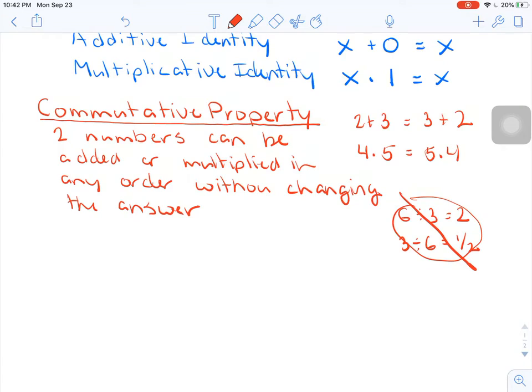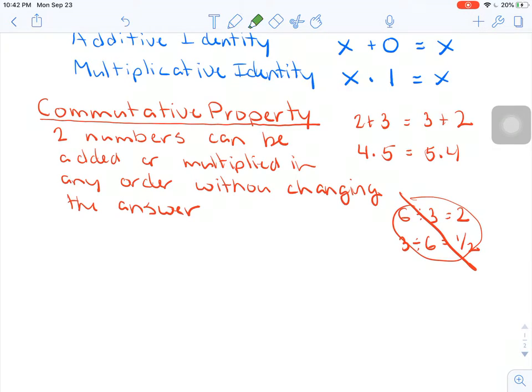Something similar also happens with subtraction. If you change the order of subtraction, you get a negative answer when you would have had a positive answer before. So it doesn't keep the answer the same. So it only works for adding and multiplying.